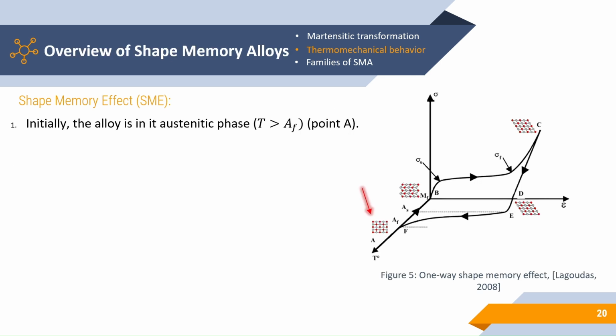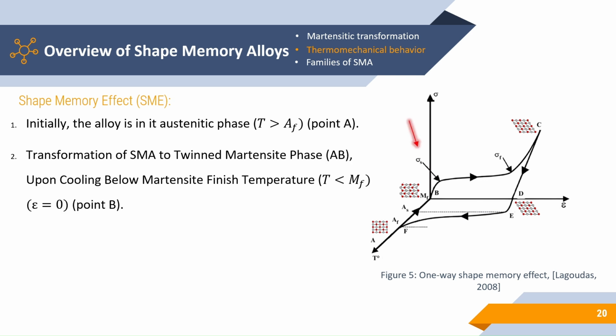First of all, the alloy is in the austenitic phase above the austenite finish temperature. When cooling to a temperature below martensite finish, the alloy transforms to the twinned martensite phase. The macroscopic shape remains unchanged, and the deformation is equal to 0.